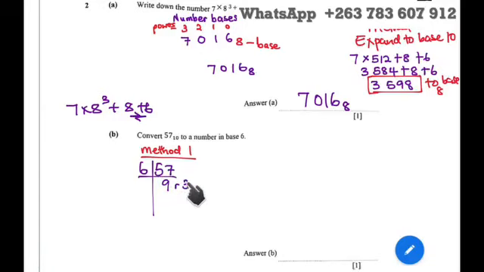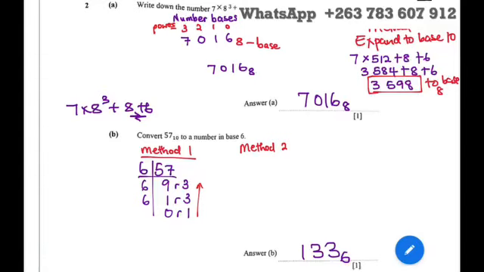It will remain that 3, right? 6 into 9, that will give me 1, remainder 3. 6 into 1 is 0, remainder 1. So if I have 0 here, it means I now have my answer reading upwards. I'll read upwards. So this will be 1, 3, 3, base 6. Method 2, we don't want you to stick to a single method. Just have many ways to kill a cat.